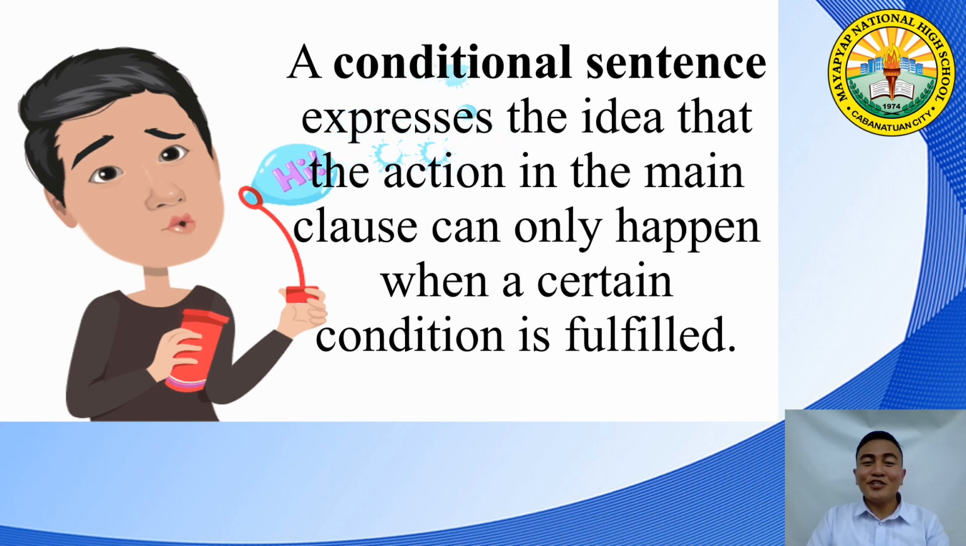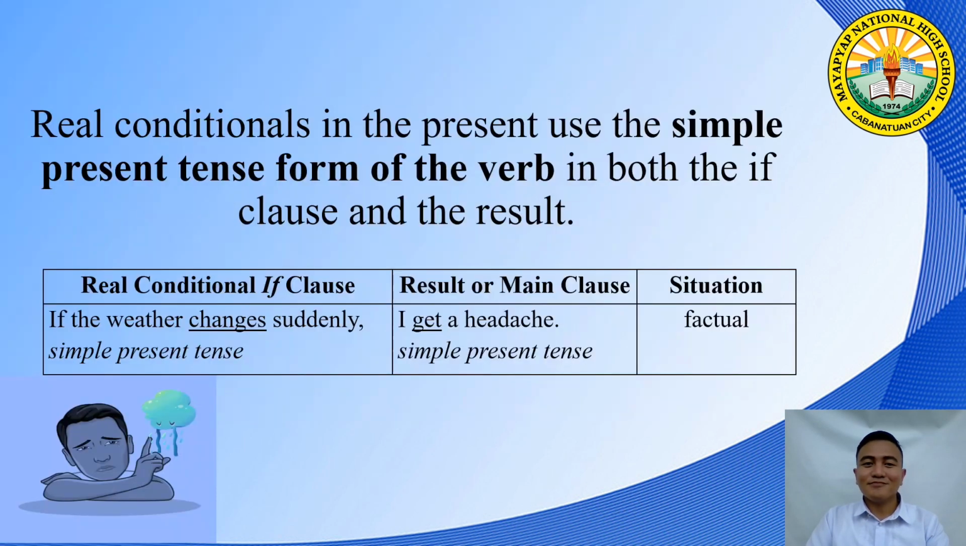Let's define conditional sentence. A conditional sentence expresses the idea that the action in the main clause can only happen when a certain condition is fulfilled. Real conditionals in the present use the simple present tense form of the verb in both the if clause and the result. For example, if the weather changes suddenly, I get a headache. The situation is factual.